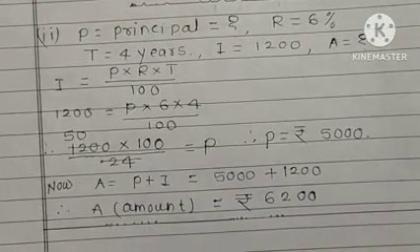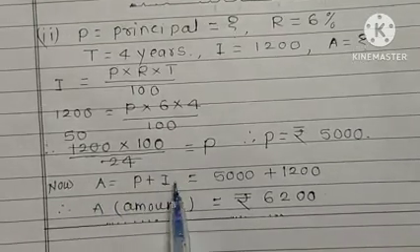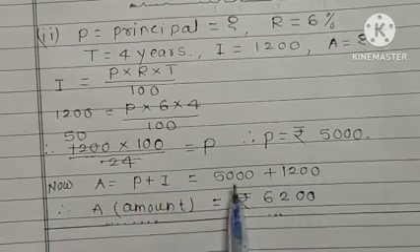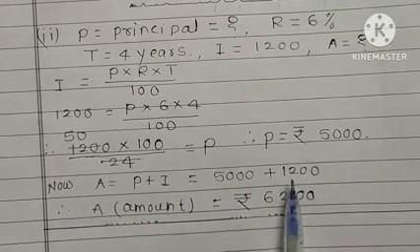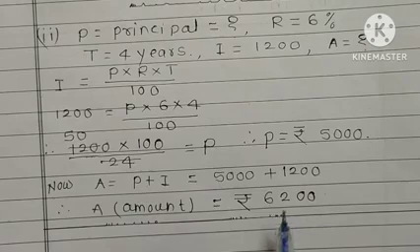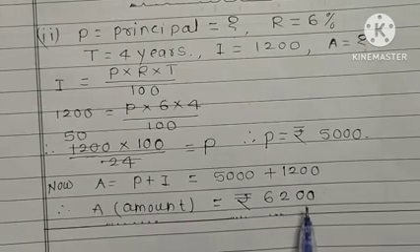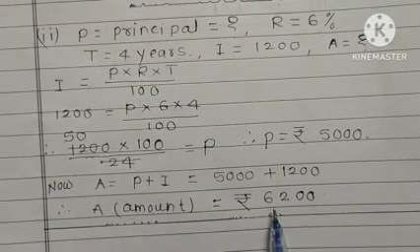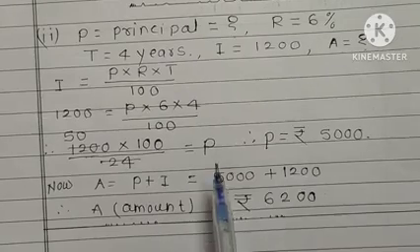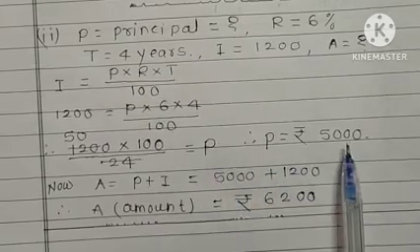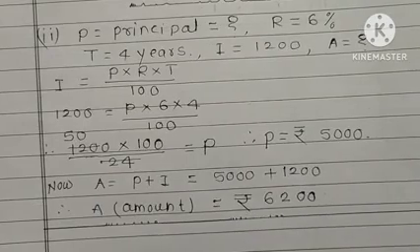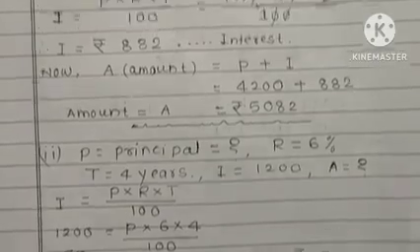Now second, A is equal to P plus I. P is 5000. Just you have calculated. I is 1200. This addition is 6200 rupees. So A is equal to 6200 rupees. So P is equal to 5000 rupees. A is equal to 6200 rupees. Fill in the table.